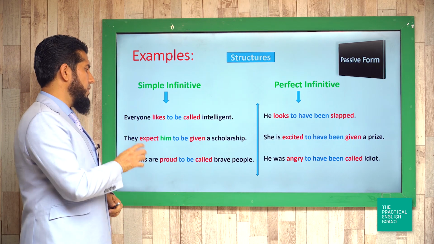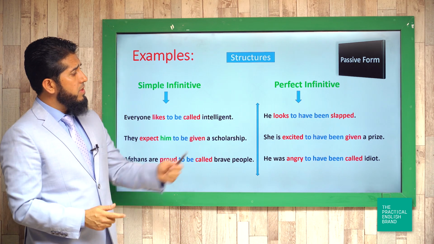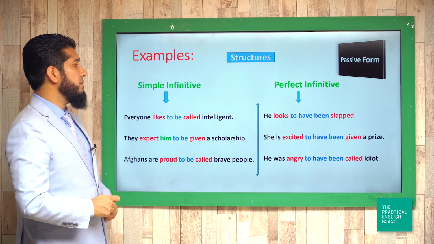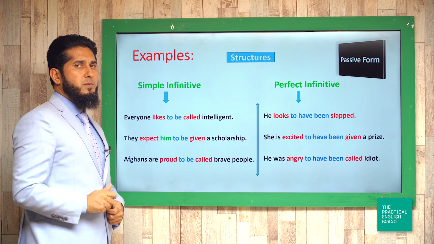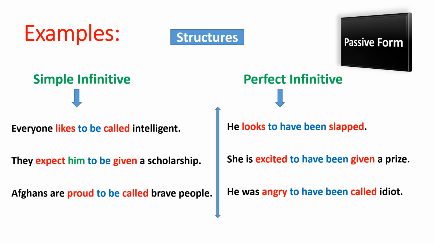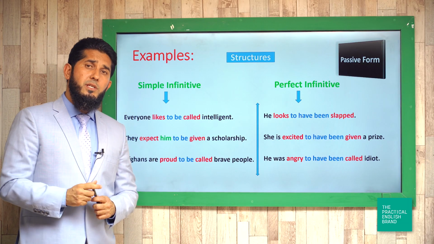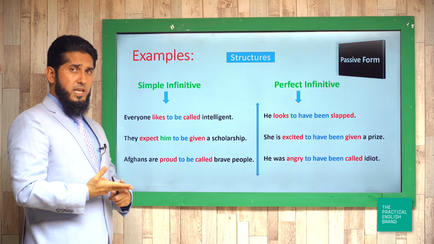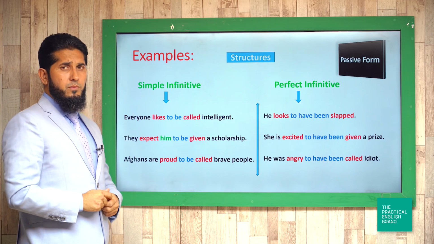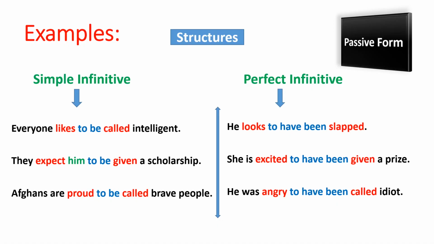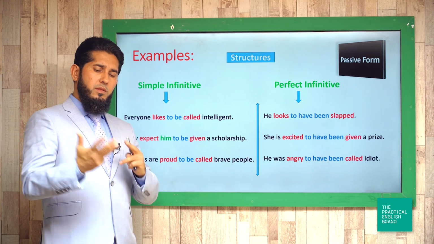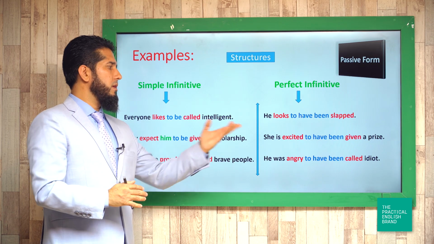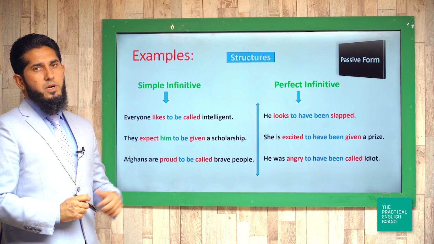The object him is followed by to be as helping verbs and then past participle, and there excited, which is an adjective, is followed by to have been as helping verbs and then main verb in third form or past participle form given. And here, proud, Afghans are proud to be called brave people. So proud, the adjective, is followed by to be as helping verbs and then called, main verb in third form. But there, he was angry to have been called idiot. So angry, which is an adjective, is followed by to have been. These three verbs are used as helping verbs. And then the main verb in past participle form.